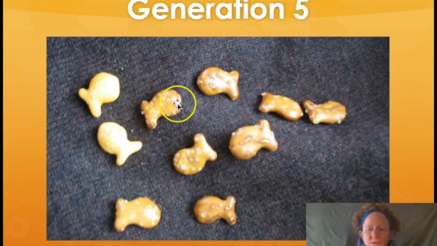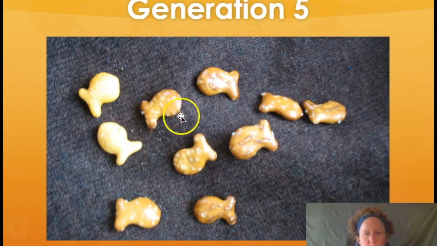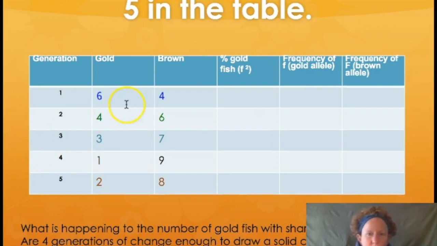So here's generation 5. The shark ate 3 fish. We replaced them from the ocean by just pulling 3 random fish. And now we have generation 5. And you can see we're back up to 2 goldfish this time. And we're going to record that in our table. So here's our data. You can see how the goldfish changed over time and how the brown fish changed over time.